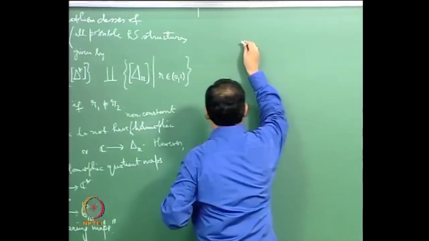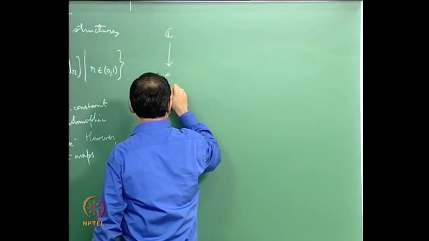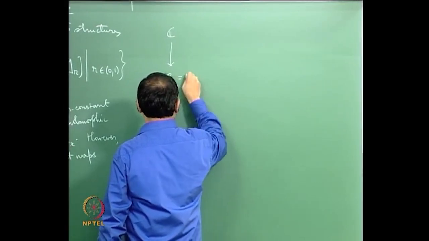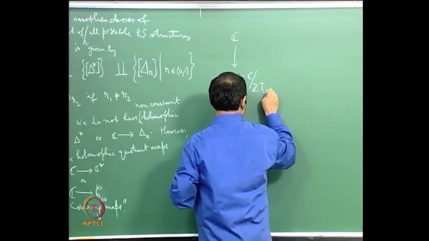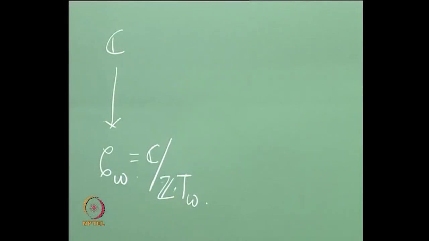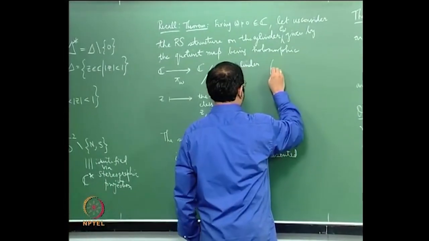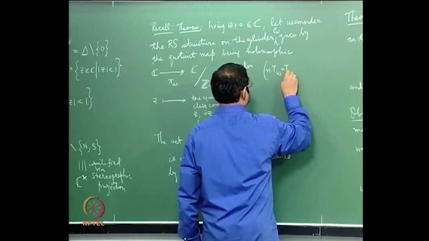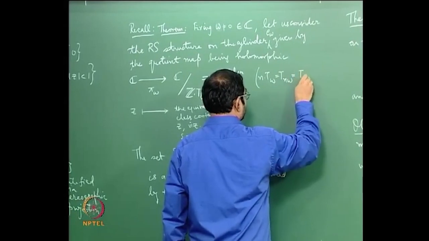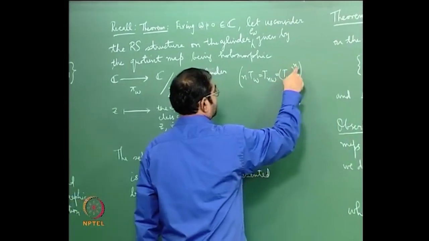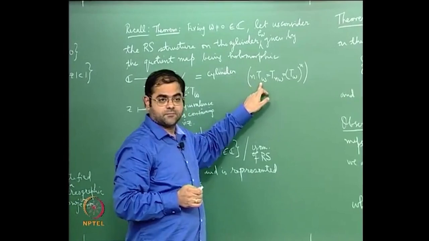So let us look at this map from C to the calligraphic C sub omega, which is just C going modulo the translations by integral multiples of a single complex number omega. By the way, I should remark that n times t omega, which is t n omega, if you want to write it in multiplicative notation, is t omega to the n, if you think of it as composition. But additive notation is n times t omega.